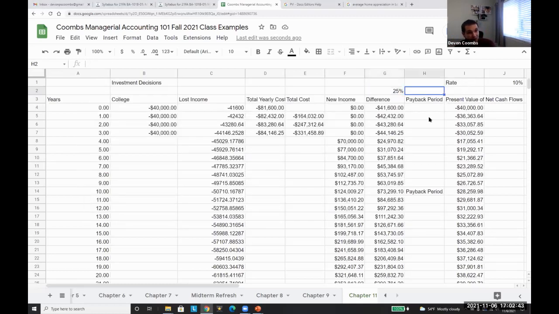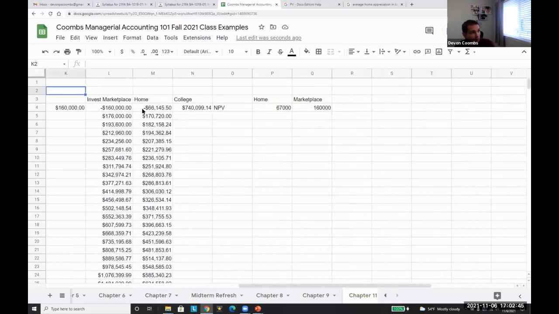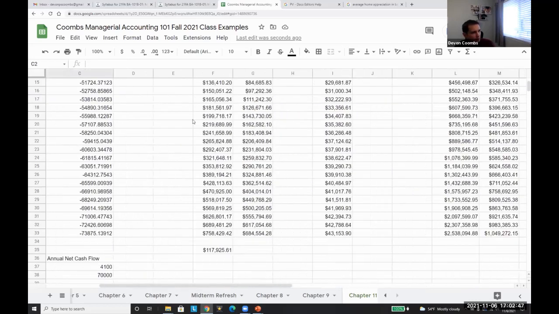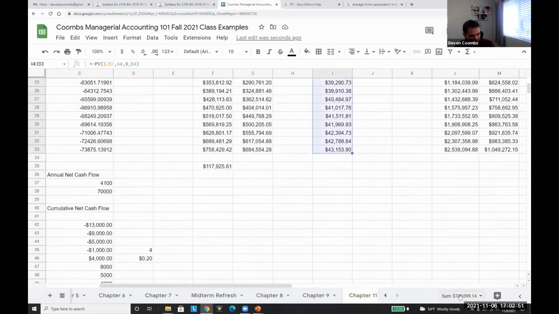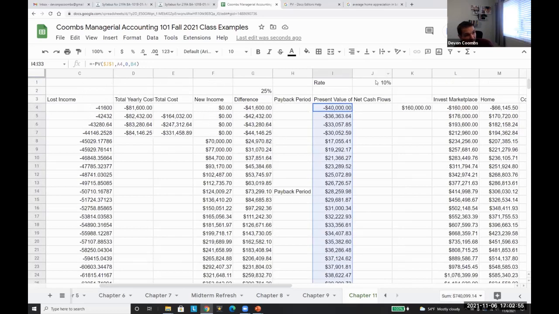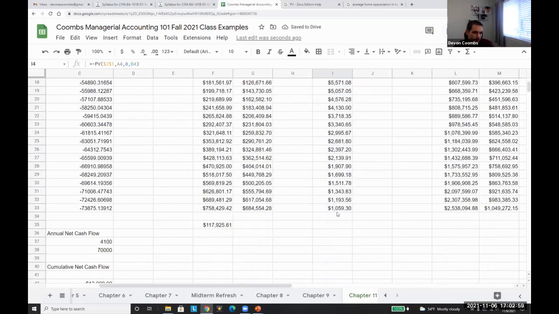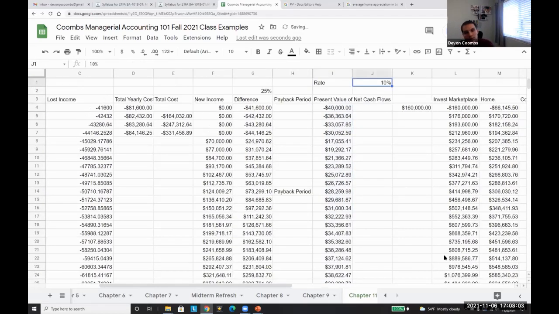In other words, this value that we got, where is that? That 740,000 value here. If I was to change the rate to 25% here, it's going to go to zero, or close to zero. That's what the internal rate of return is.